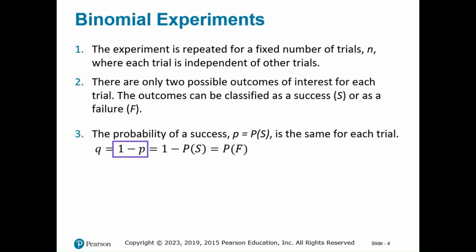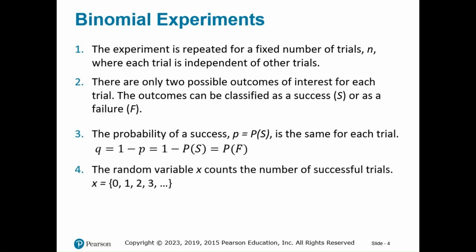The fourth condition is that the random variable x is supposed to count the number of successful trials, and because a binomial experiment is a discrete probability experiment, the value of x is going to be a non-negative integer value, 0, 1, 2, 3, and so on. It's counting up the number of successful trials out of n trials.